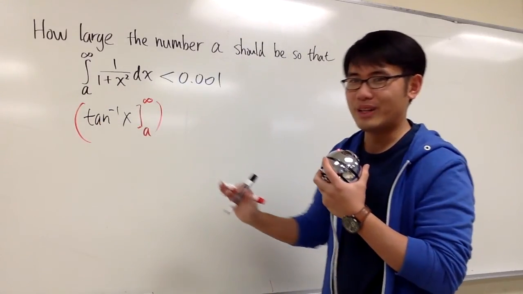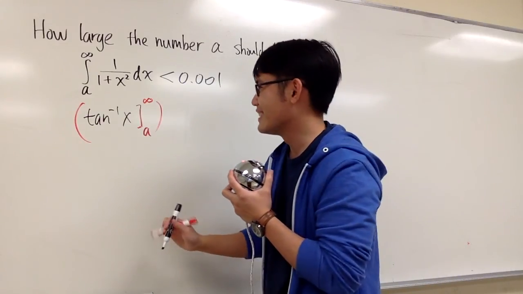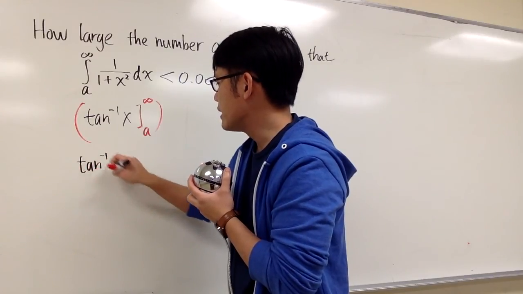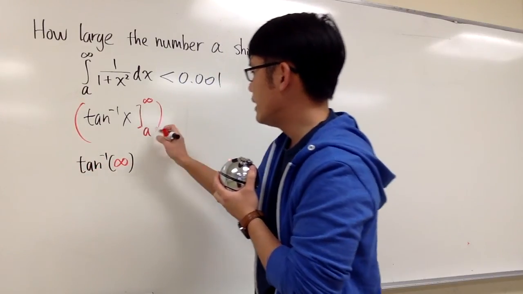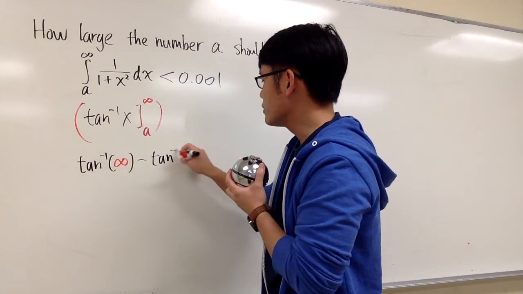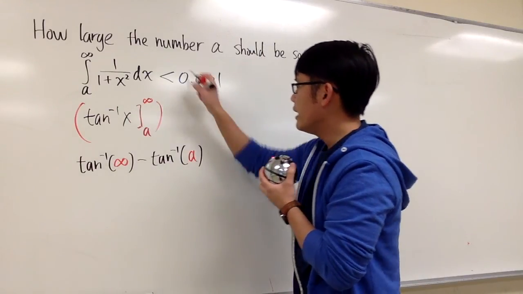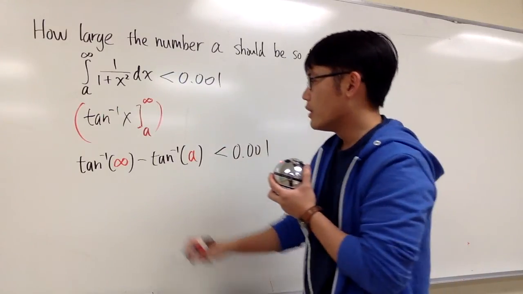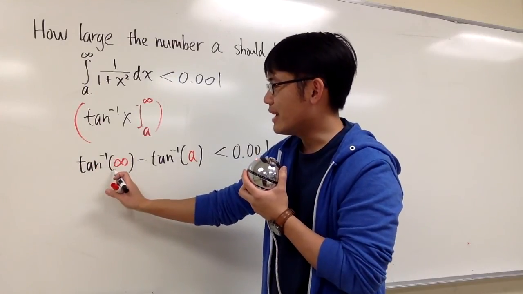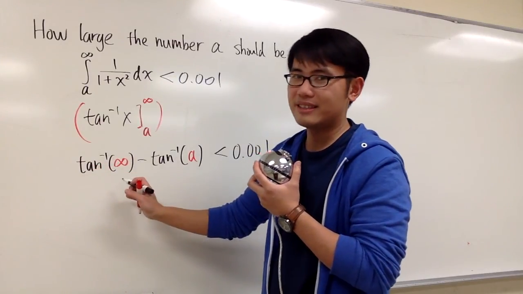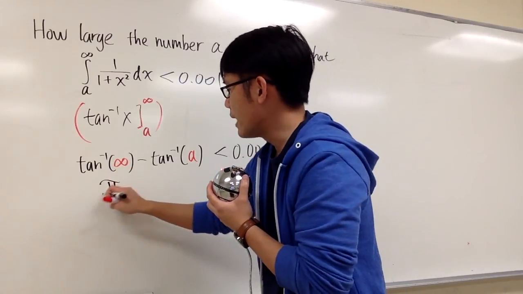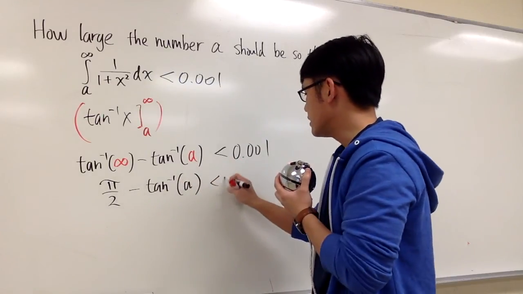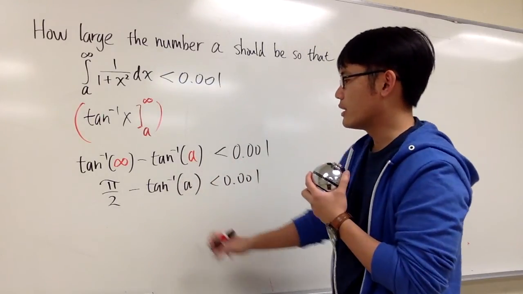We can do this once in a while, and then we know the formal ways to do this anyways. You're plugging infinity into x. So we're talking about the inverse tangent of infinity, and then we subtract, plug in the a value, the inverse tangent of a, and we want to make this less than 0.001. Well, what's the limit as x goes to infinity of arctangent of x? This is going to be pi over 2, and then we just have the minus arctangent of a, and that's less than 0.001.